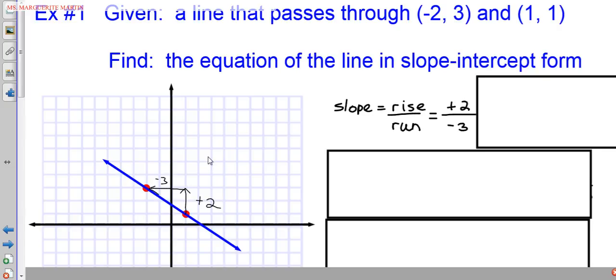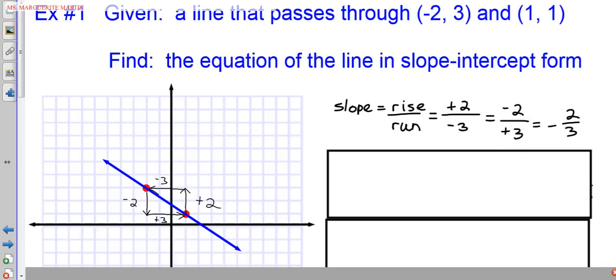Or we could have gone from this point right here and gone down 2. So that's a -2 is our rise. And then we could have gone this direction and said +3 is our run. And we could write rise is -2 and run is +3. And either way, the slope is -2/3.